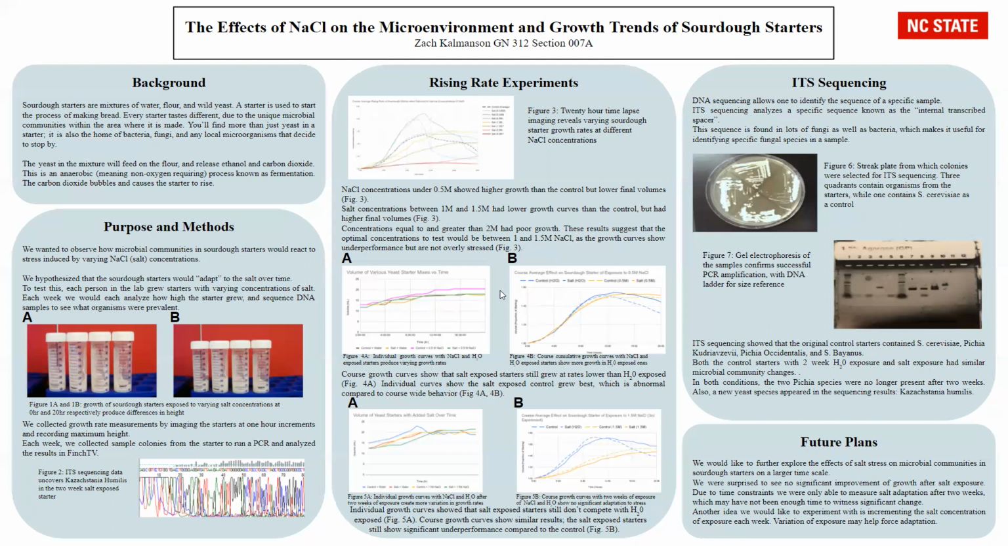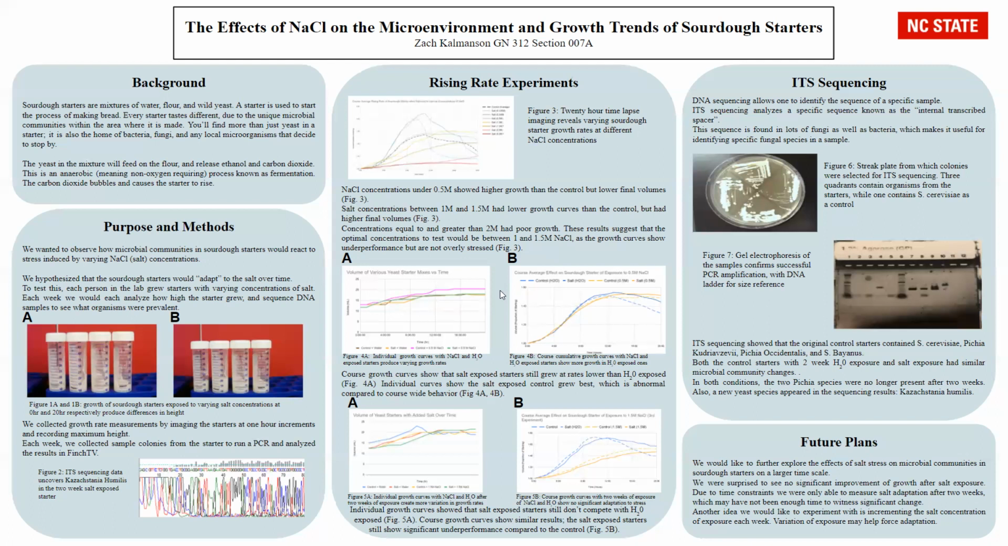So the personal data does not match the overall results. Figure 4a suggests that the control starter trained with 0.5 molar sodium chloride actually grew the highest. It's normal to see some natural variation in experiments like this, so normalizing across the entire course allows us to see these trends.